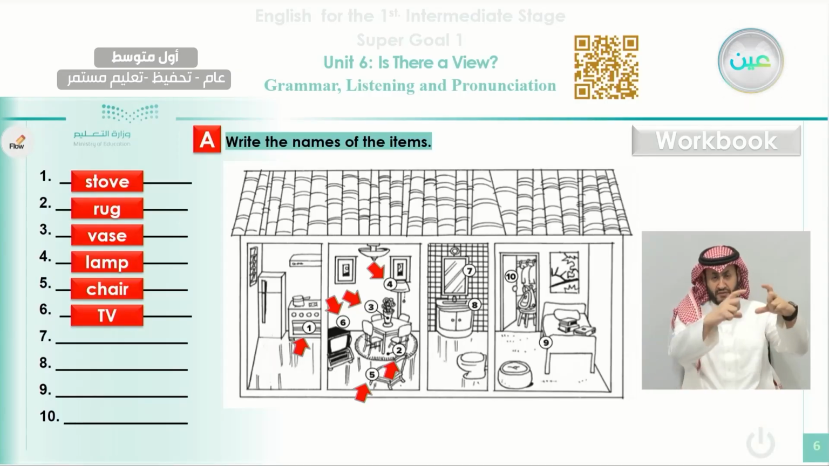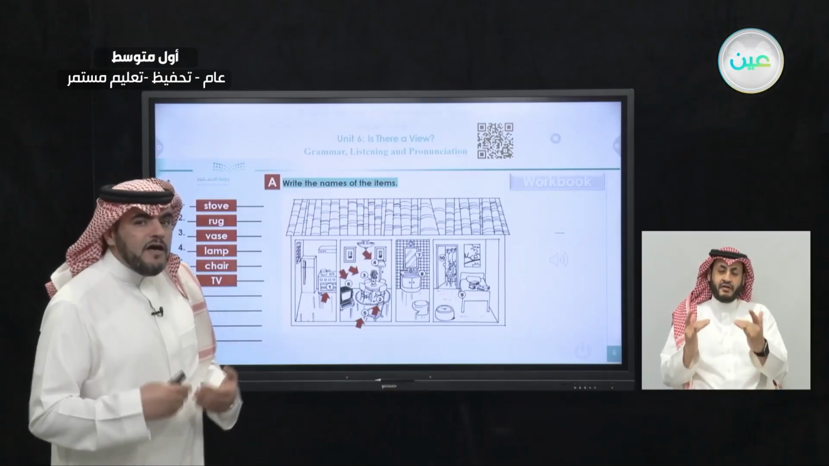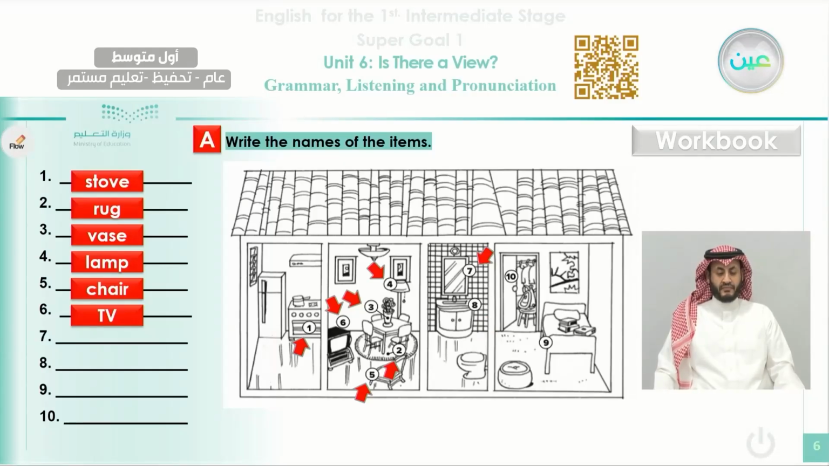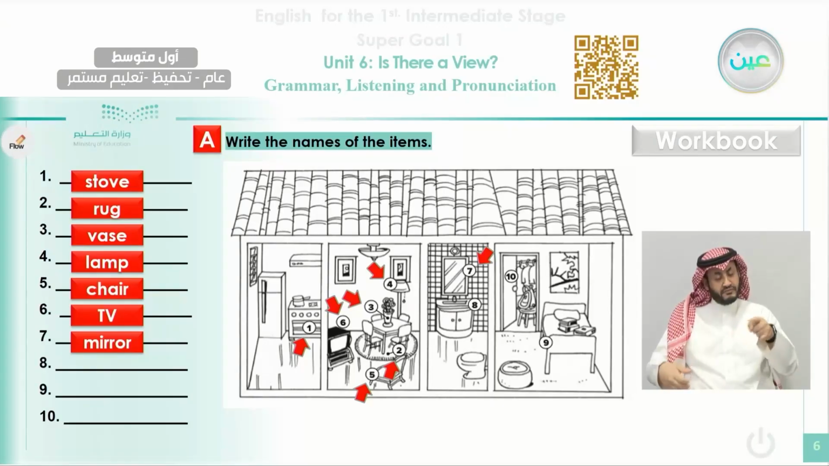This is a TV. Where do you usually find the TV? We can find TV mostly in the living room. So TV is in the living room. And we go to number 7. What is number 7? That is in the bathroom. What is it? It is a mirror. Very good. That is a mirror.